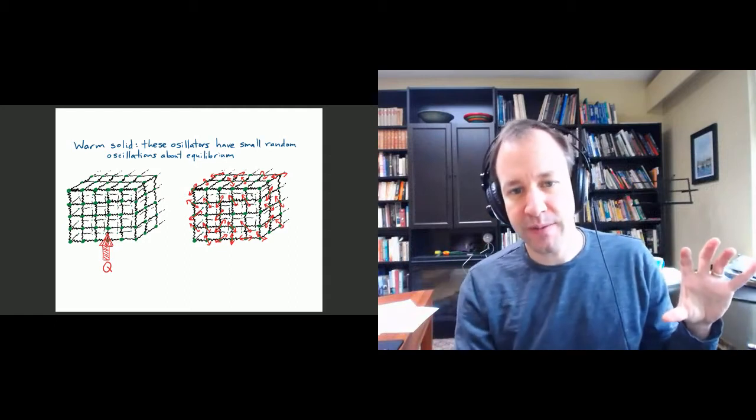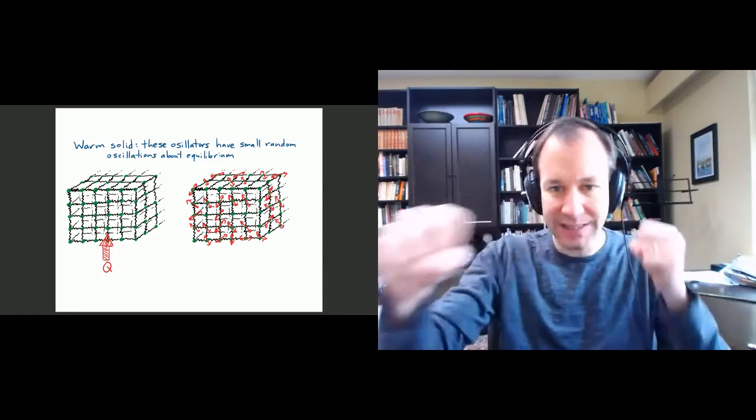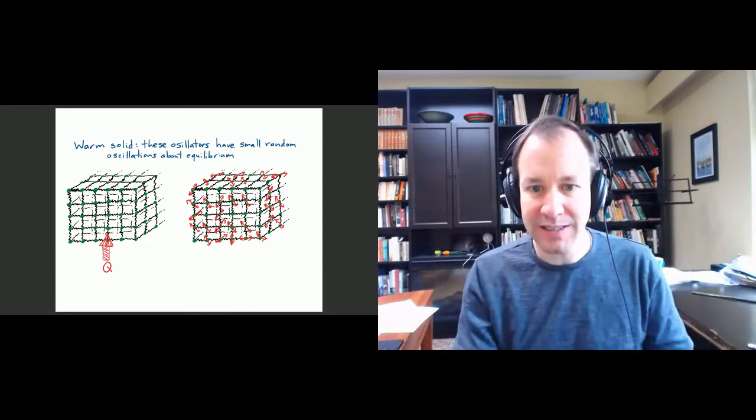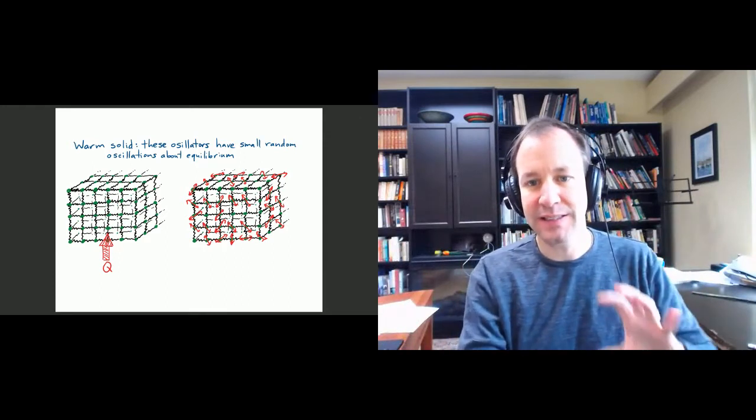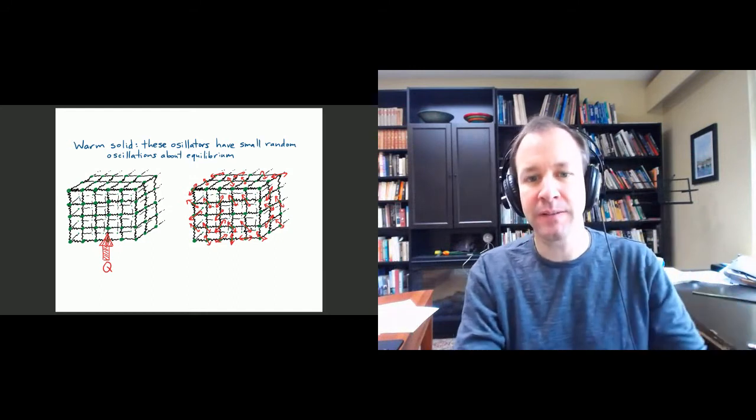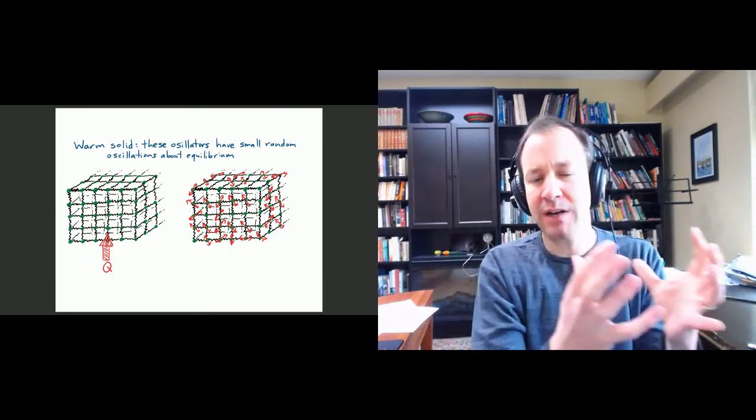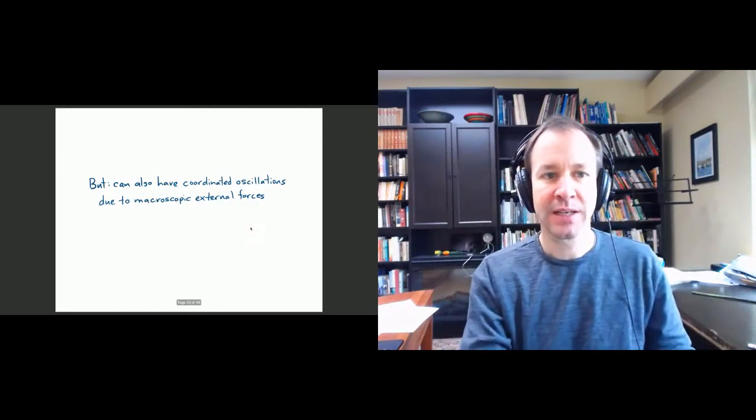So the vibrations of nearby molecules might be in different directions. Okay, so that's like thermal oscillations in a solid. It's happening at the microscopic level. But if you look at large groups of molecules, they're not really moving together in any way.